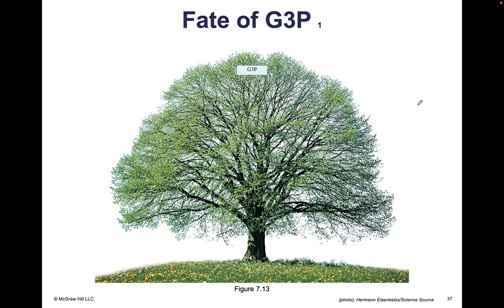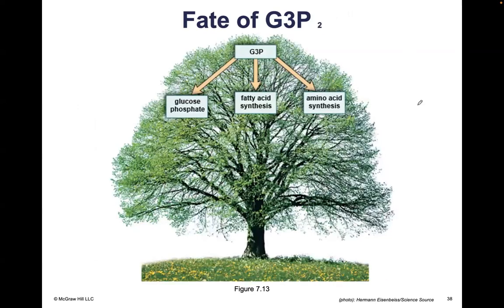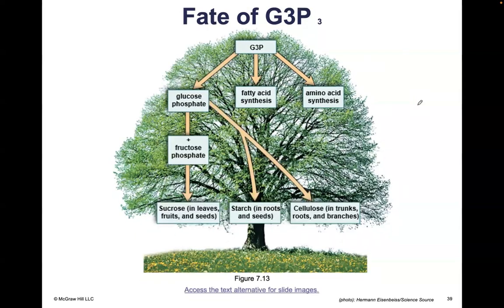So G3P can be used to form glucose phosphate. It can be used in fatty acid synthesis to produce fatty acid. It can also be used to produce amino acid. So when you combine that with fructose phosphate, it can form sucrose. This is why you see some fruits are very delicious, or some leaves. It can also form starch in root and seed. It can also form cellulose, which is found in the trunk of the trees.